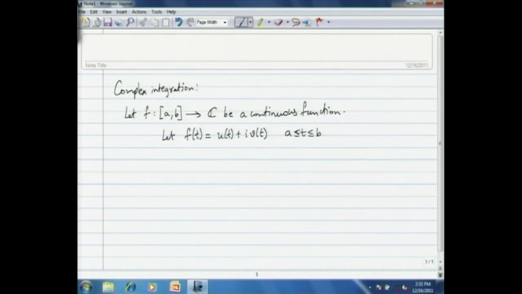Okay. And then let us define the definite integral of f of t dt, in terms of the definite integral that we already know from one variable calculus. So, let this be defined as the integral from a to b of u of t dt plus i times the definite integral from a to b of v of t dt. Okay, so, it is defined in terms of the Riemann integral that we already know.